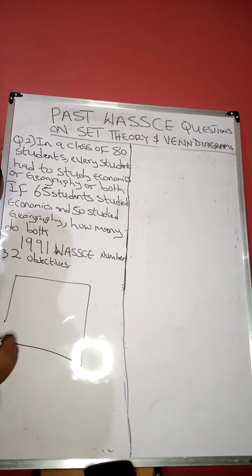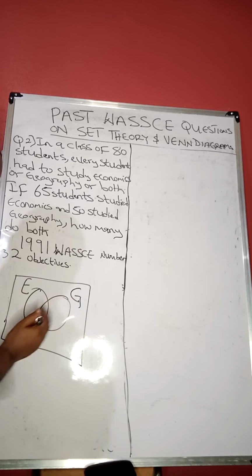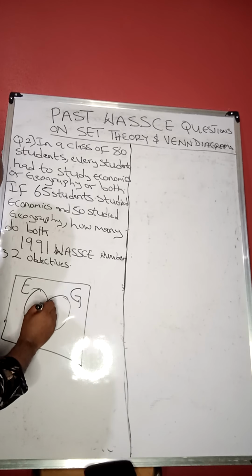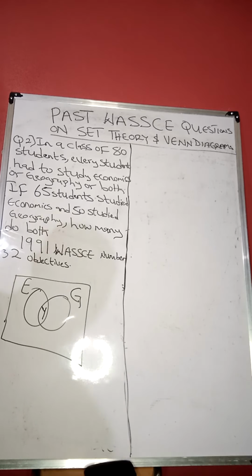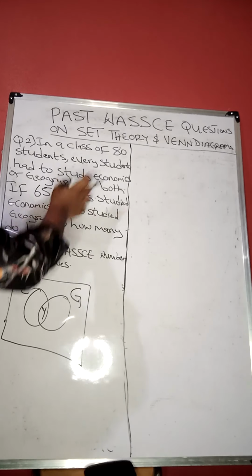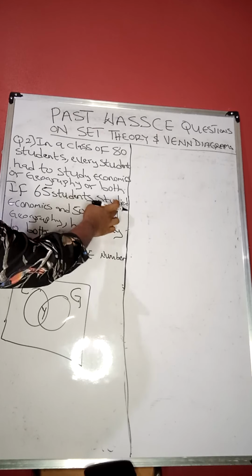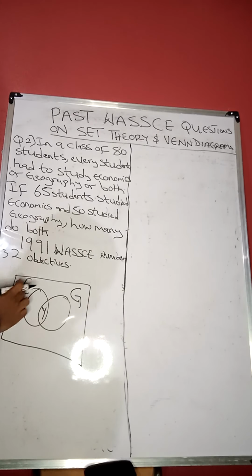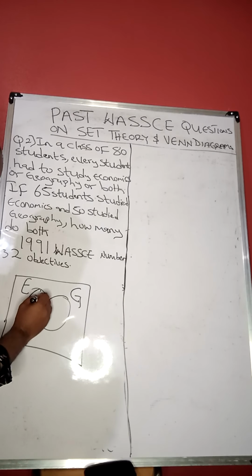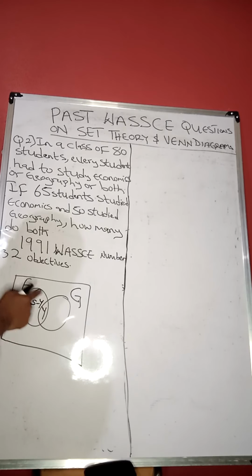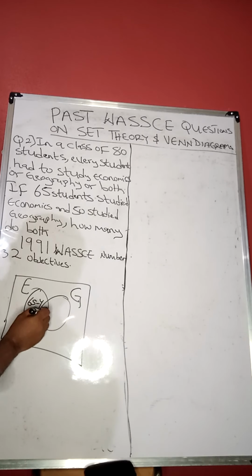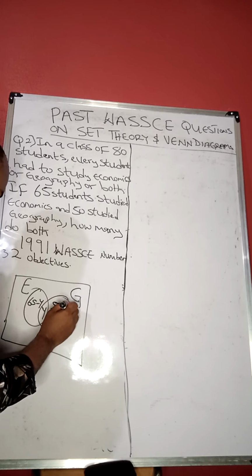We're only having two sets, which are economics, E, and geography, G. We don't know how many do the two of them, so it is represented by X, or let's use Y this time. In example one we used X, so let's use Y so that you don't ask me why I am always using X. All right, we're using Y. How many students study economics from our question? 65 studied economics, so the whole circle for economics is 65. We've already put Y here, so the remaining will be 65 minus Y, because if I add everything in this circle it must give me 65. How many do geography? 50 do geography, so I've put Y here. The remaining will be 50 minus Y.